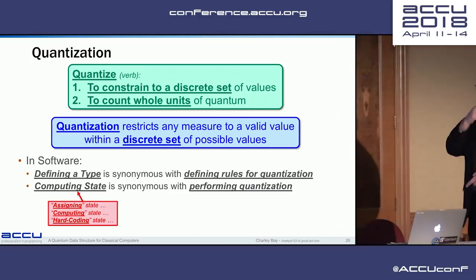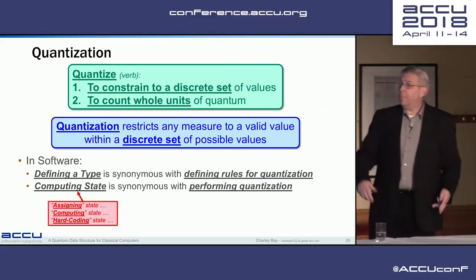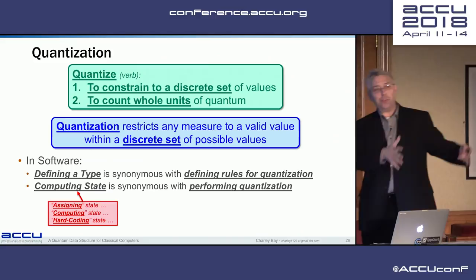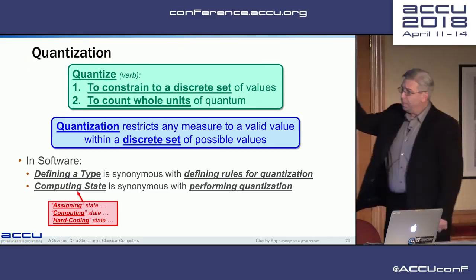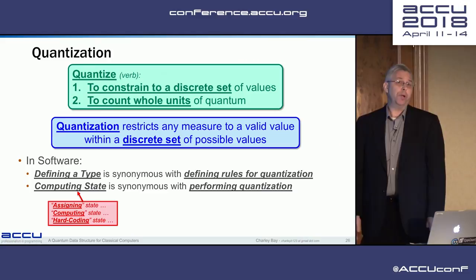So if you're gonna quantize, you're gonna constrain to a discrete set. When you're gonna measure, you're also gonna constrain to a discrete set. You're gonna use a measurement. But to count whole units of quantum, that's the basis of quantum mechanics, quantum physics, quantum data structures, quantum everything. You're putting everything into a discrete set. So quantization is gonna restrict to a discrete set. And when we define types, when we compute state, we are always coming up with discrete values. That's it, that's all we're doing. This is not new, this is what we do now.